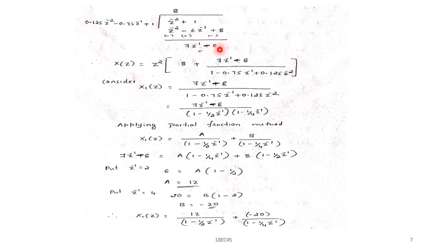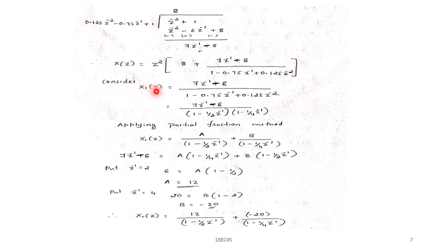Now I'll write X(z) is equal to z square into (8 + (7 z^-1 - 8) divided by (1 - 0.75 z^-1 + 0.125 z^-2)). So here I'll consider this as X1(z). I'll apply the partial fraction, find the constant values, then I'll apply the inverse transform.